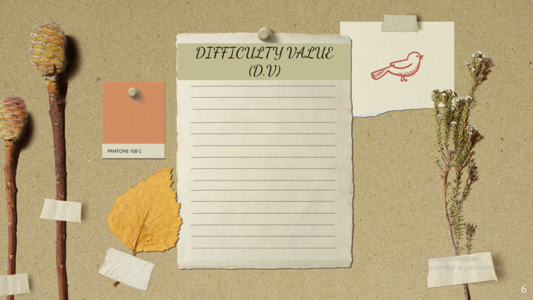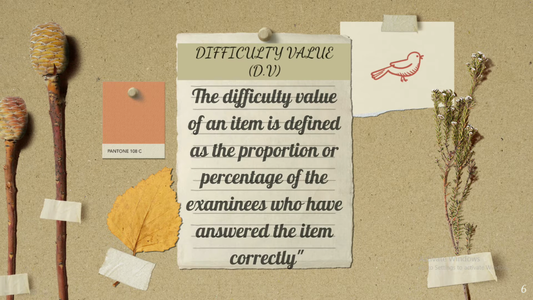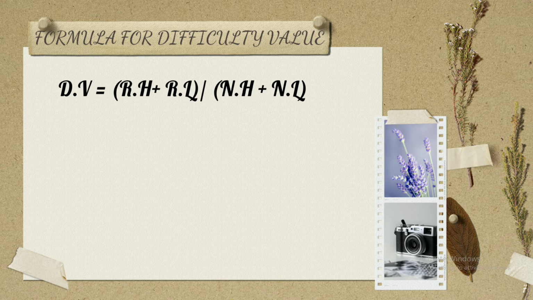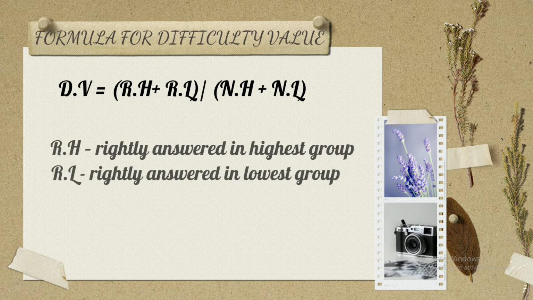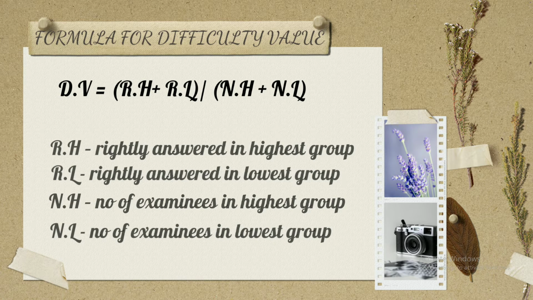Next, I will explain about difficulty value. The difficulty value of an item is defined as the proportion or percentage of the examinees who have answered the item correctly. The formula for difficulty value is DV equals RH plus RL divided by NH plus NL. The explanation: RH is the number rightly answered in the highest group, RL is the number rightly answered in the lowest group, NH is the number of examinees in the highest group, and NL is the number of examinees in the lowest group.